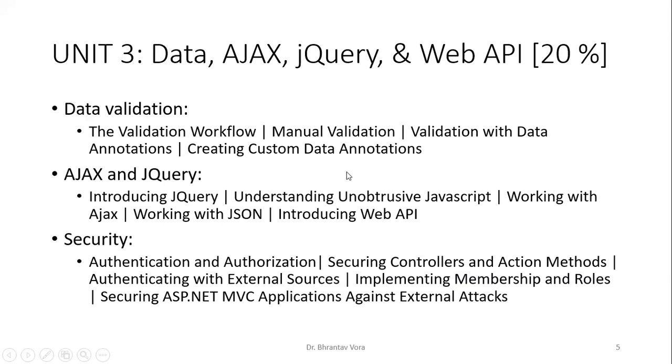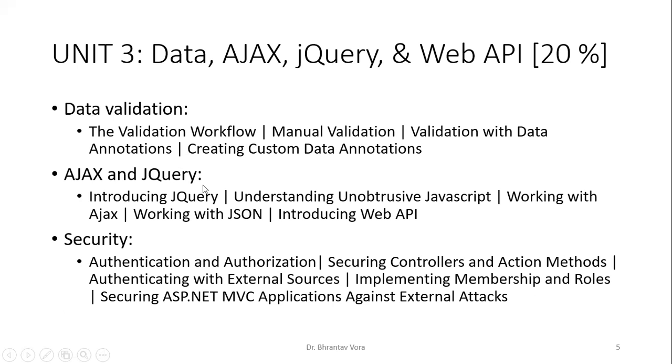and next is unit number 3. In unit number 3, data validation, AJAX, and jQuery, and security. These three are the main core components for unit number 3. In data validation, we will discuss what is the data annotation class, through which data validation will become kids' play. It will be very easy to validate the data. Then validation workflow, manual validation, but as I said, we will discuss validation with the data annotation class. Then creating custom data annotation.